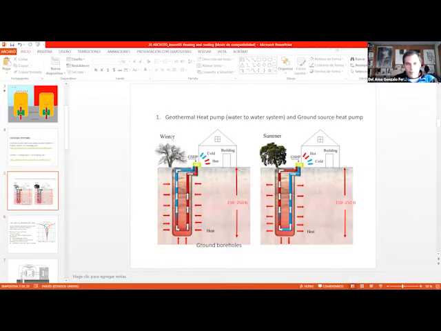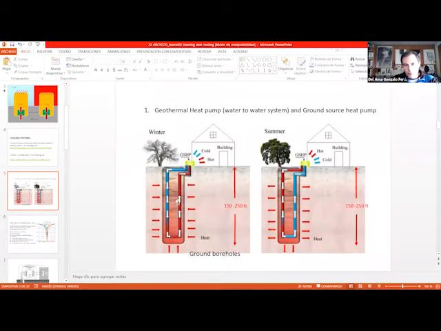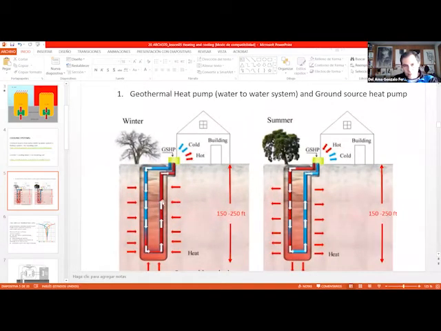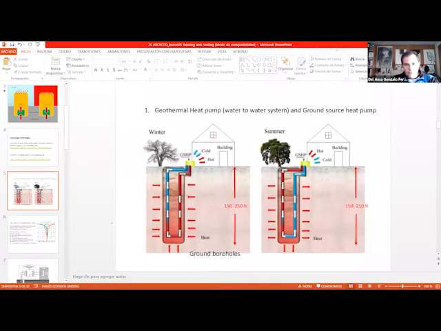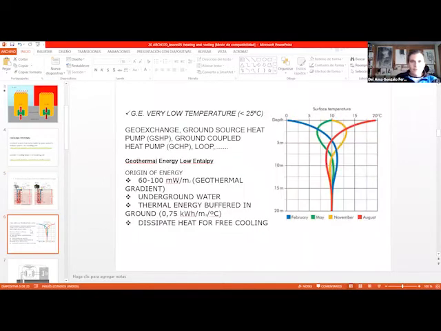And it's working in winter and summer. So in winter, it's taking energy. So here the arrows are going in this direction. So it's taking energy from the soil. And then in summer, it's the other way around. We are releasing energy in the soil. Okay. And why are we doing this?